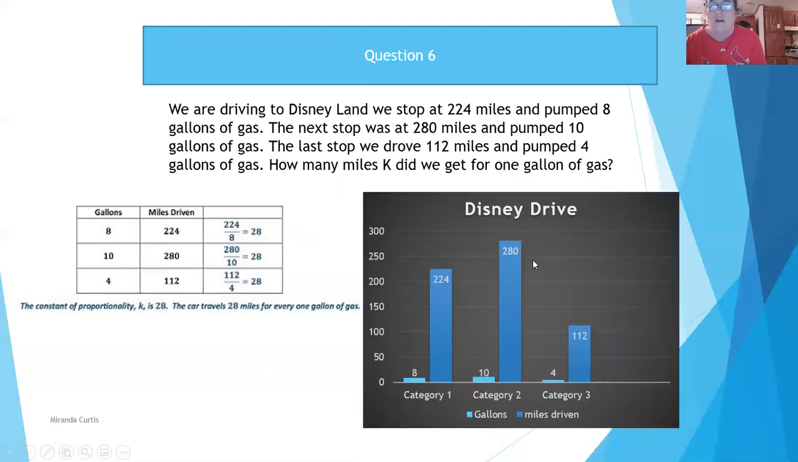And see, here's our other one. It says drive to Disney. Here's your 8, and then here's your mileage. You got your 10, you got mileage, 4, mileage. I don't know if I want to drive that car, but it sounds like fun.